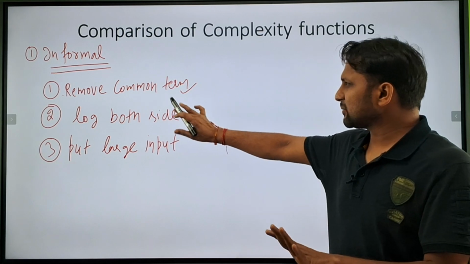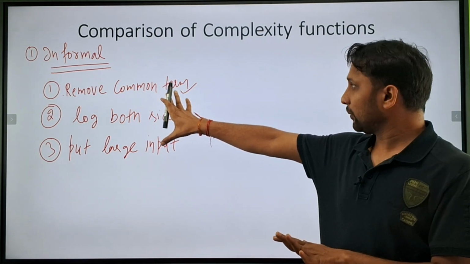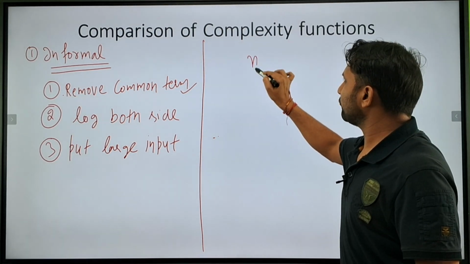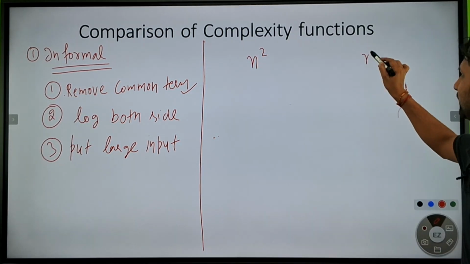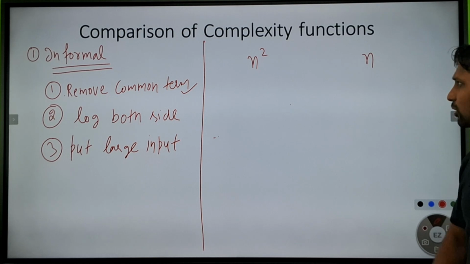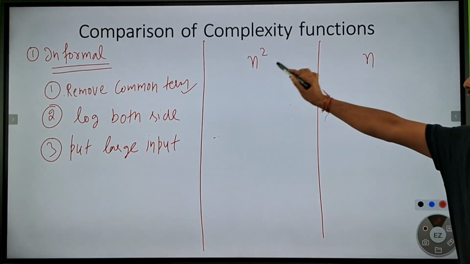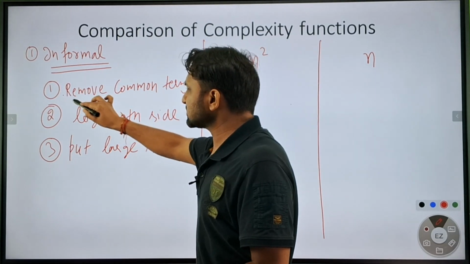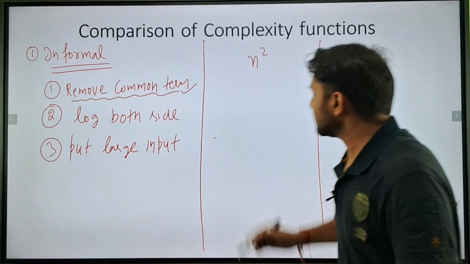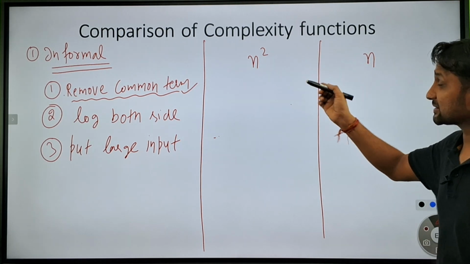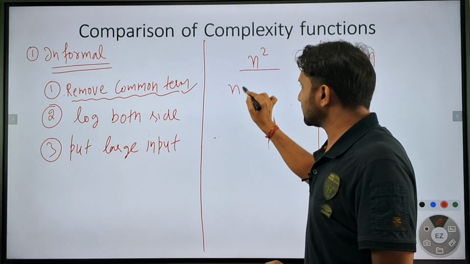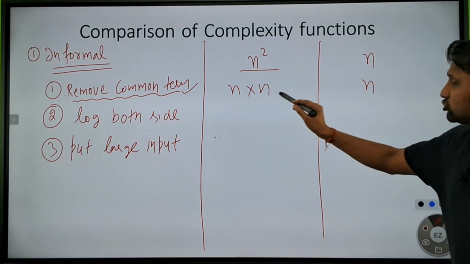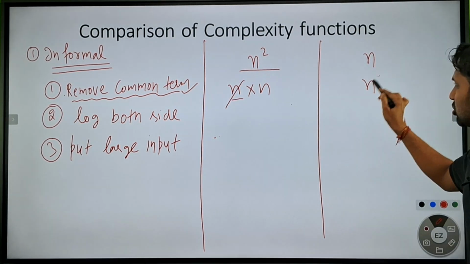Fine, okay. So let me take some example and apply this informal method. Let me take my first example. For example, I want to compare n square with n. I want to know which is greater, which is smaller out of these 2 functions, n square and n. So let me apply my informal method to find out this. The first step says to remove the common term. Is there any common term on this side and this side? Yes. Actually, n square is nothing but n into n, and this is n only. So n is common on both sides.